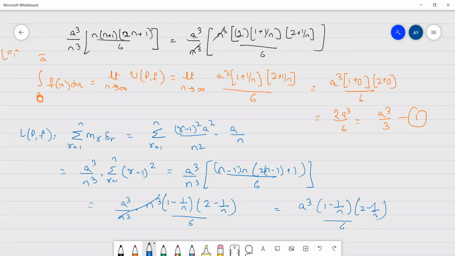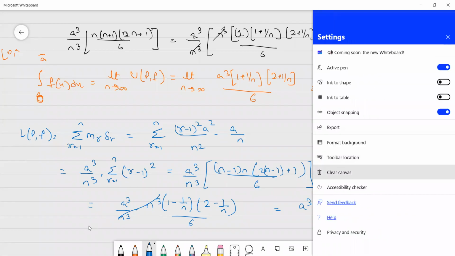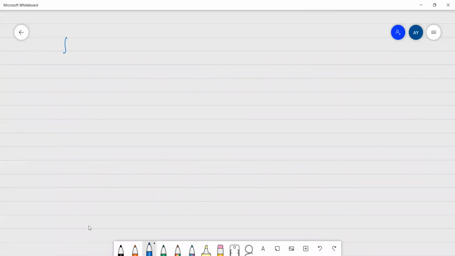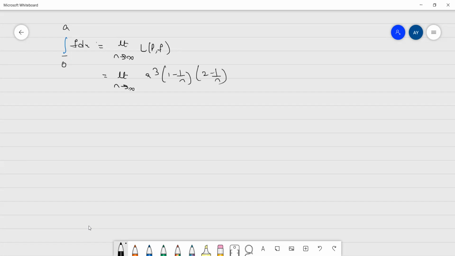Now you have to apply integration for this. So how will you apply the integration? That is for the lower Riemann. So the lower integral from 0 to a of f of x dx is equal to the limit as n tends to infinity of LPF. What is it that you got? Limit n tends to infinity a cube into 1 minus 1 by n into 2 minus 1 by n by 6. In the same way as previous, you will get 2a cube by 6, so this will be equal to a cube by 3.